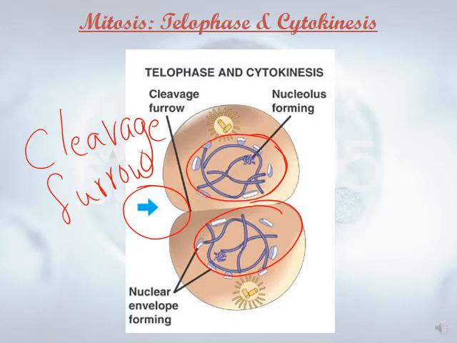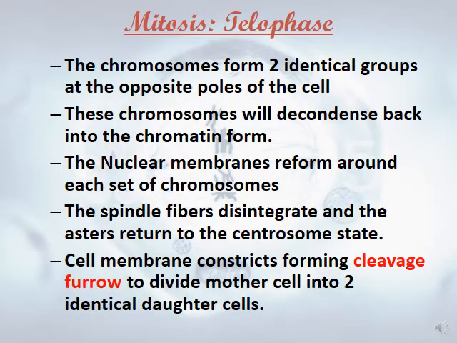The nuclear membrane will reform, will appear again around each set of chromosomes. We don't have spindle fibers, they disintegrate, and the cell membrane will constrict. This is the constriction site. It will constrict, forming what's known as the cleavage furrow to divide the mother cell into two identical daughter cells.